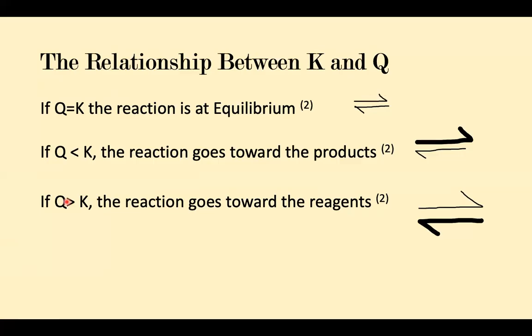But if the equilibrium constant is bigger than the quotient, then the reaction goes toward the products. And this can be depicted by a larger arrow going towards products. This is because the reaction wants to be at equilibrium. And as well, if the quotient is bigger than the equilibrium constant, the reaction goes toward the reagents. This is depicted here as the larger arrow going towards the reagents, as well, to reach equilibrium.